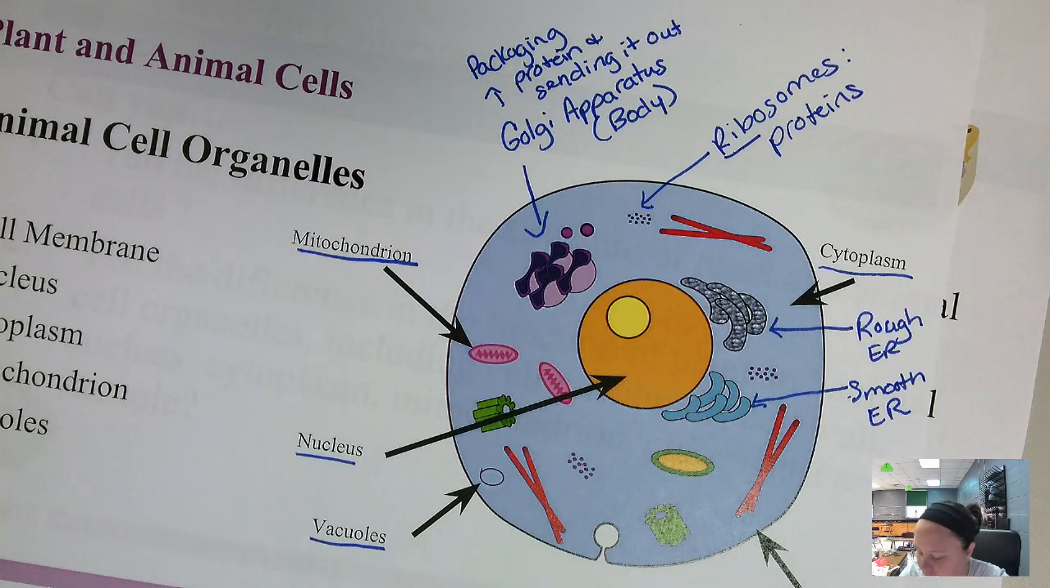Then we have the rough and smooth ER. So the rough and smooth endoplasmic reticulum has functions that are similar. The rough has the ribosomes on the outside, so that's why it's called rough. It actually, what it does is it sends out.